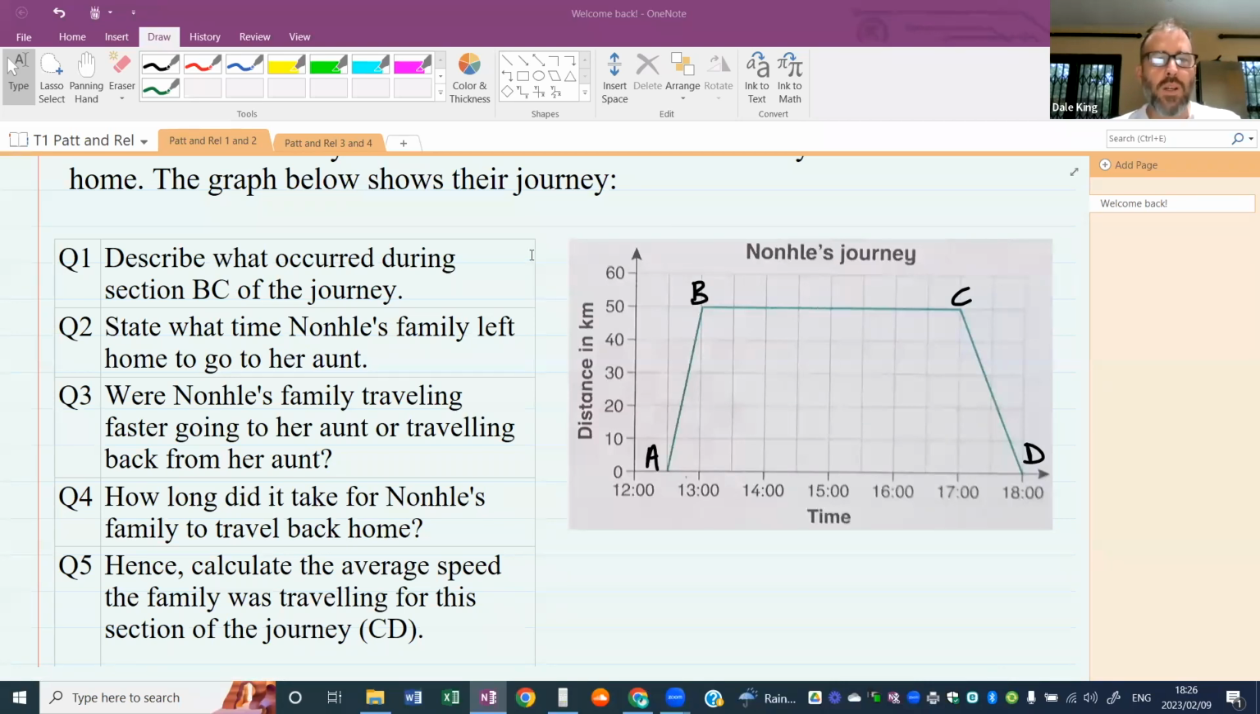Question 2, state what time Nontle's family left the home to go to her aunt's. You guys can put it in chat or you can raise your hand. What time did Nontle leave to go to her aunt? All right, the answers are coming in. Very good. Amo, yes, raise your hand. Well done. Amo, tell us.